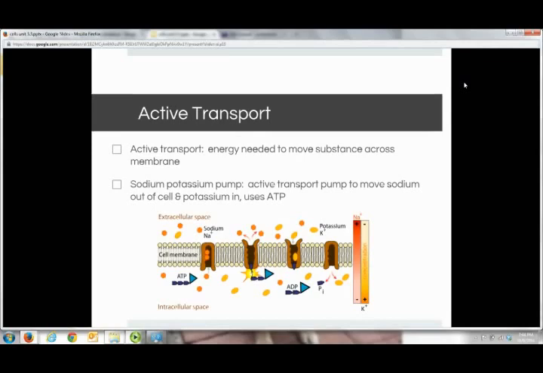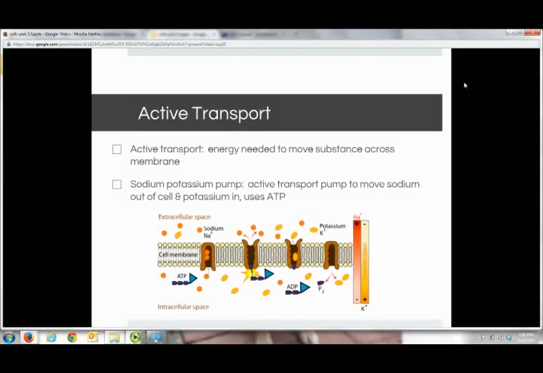A common example of this is the Sodium-Potassium Pump. Here you're going to have an active transport pump that's going to move the sodium out of the cell, and it's going to put the potassium in the cell. This is going to use ATP to fuel this process. As this happens, you'll have 3 sodiums moved outside of the cell for every 2 potassiums that are moved in. This will create a concentration gradient across the cell membrane.